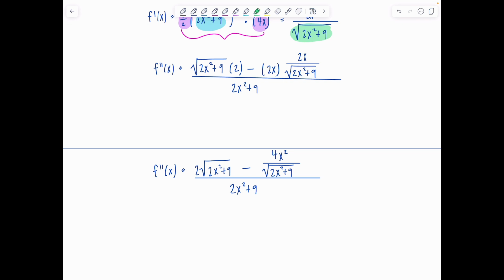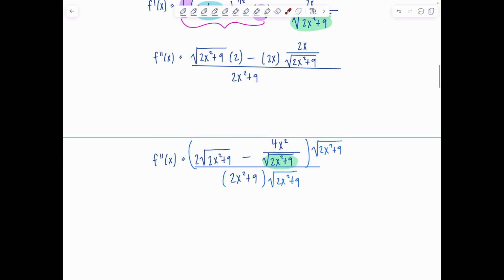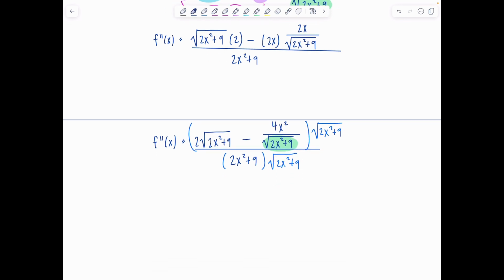Now, what's causing me grief? What's giving me trouble? This rad 2x² + 9. That's the denominator I want to get rid of. So you multiply everybody by what you want to get rid of, rad 2x² + 9, and then also down here. You have to do it top and bottom. That way you're just multiplying by 1, so you're not doing anything illegal. The math police, you don't want them after you.